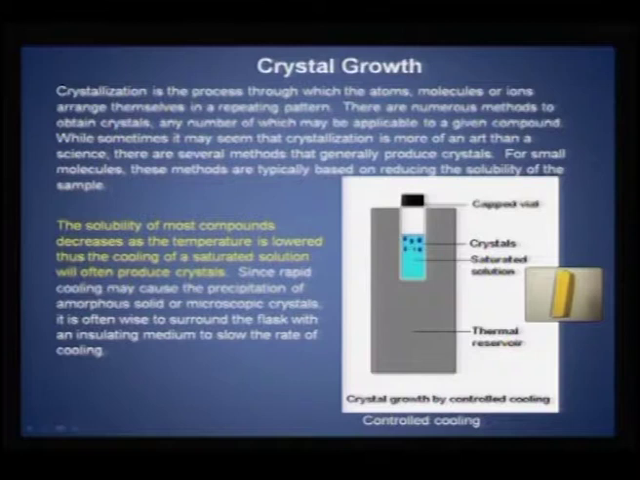So, the solubility of most compounds decreases as the temperature is lowered, thus cooling of a saturated solution often produces crystals. This is one way, and to make sure that this is a very gradual process, you try to encapsulate this test tube and allow it to go through a very phased and systematic cooling, no abrupt cooling. And for those who are involved in organic synthesis, usually you can try to recrystallize and then put it in a fridge. Even sudden cooling can bring out beautiful crystals, but these are not the sort of recrystallization that I am talking about.